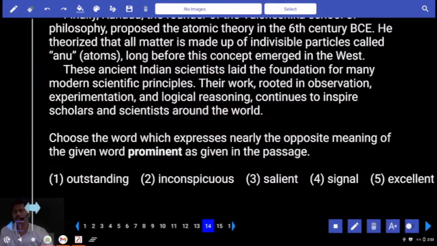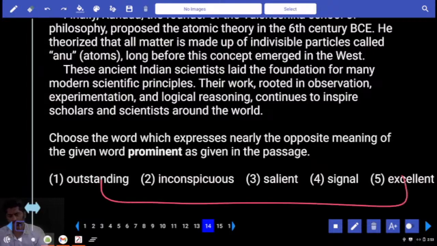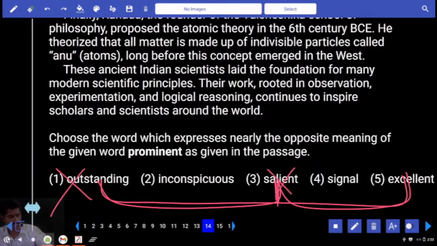Prominent means what? What is the general meaning of prominent? Prominent is significant, important. Outstanding, excellent, both are same meanings. Salient features, important features, 1, 3, 5 same, therefore not possible. Answer 2, 4.